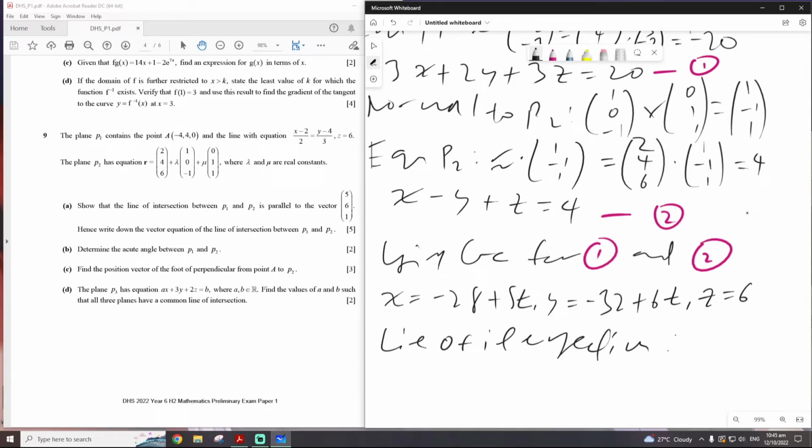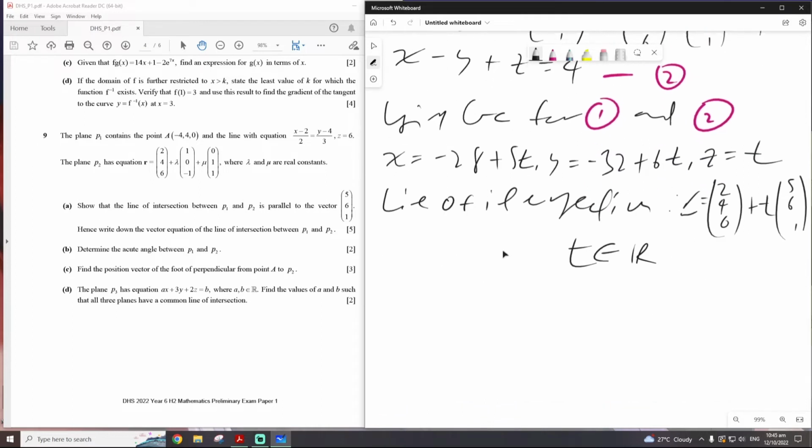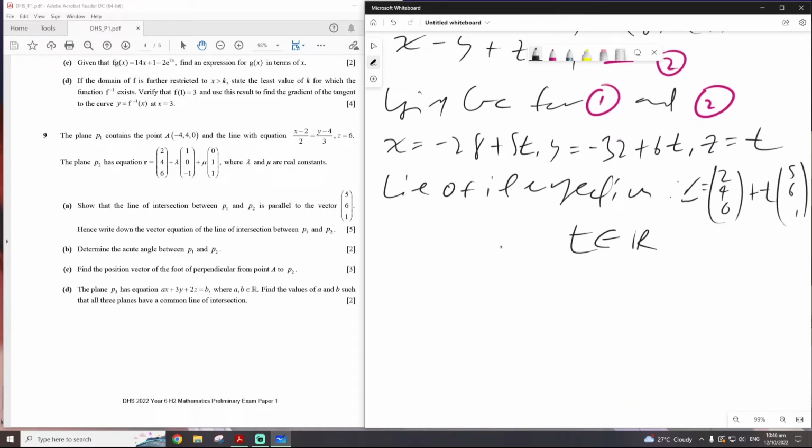Well, we know that actually (2, 4, 6) lies on both planes, right? So we can actually choose (2, 4, 6) to be our fixed point, plus t, and then we pick the direction vector (5, 6, 1). Also, why did I write z equals 6? I meant to write z equals t. And t (5, 6, 1). So yes, it is parallel to (5, 6, 1). Okay. Yeah.